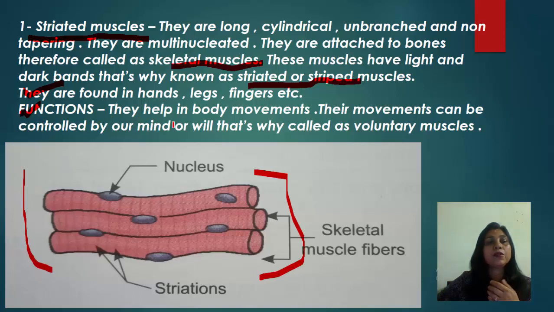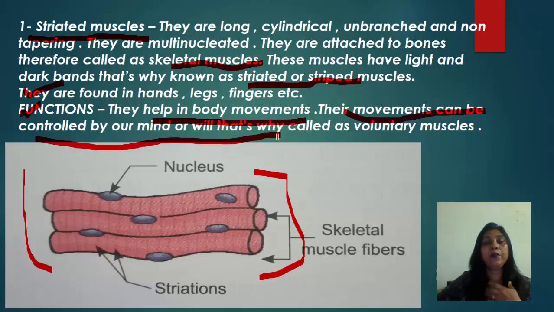Now, what are the functions of striated muscles? They help in body movement, and their movement can be controlled by our mind or will. Will means we can make things move on our own. That's why they are called voluntary muscles. So what are the three names of the striated muscles? Striated muscles are also known as skeletal muscles. They are also known as voluntary muscles.